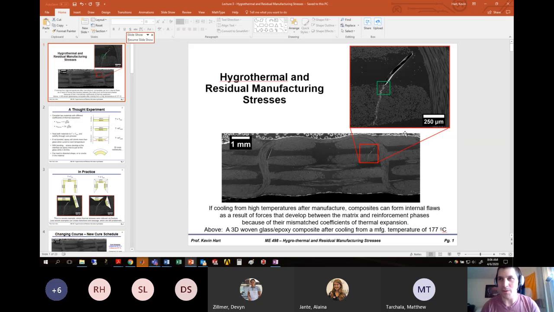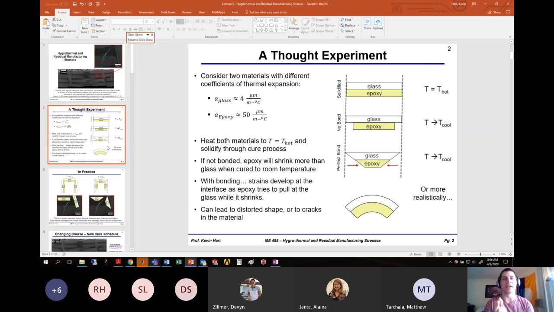Okay, so the first thing that I want to start with is a thought experiment on coefficients of thermal expansion when you have two different materials. And hopefully you've all seen something like this before, but I'll just start here. Let's consider two materials with different coefficients of thermal expansion, like a glass and epoxy composite, a very common composite. We would have the coefficient of thermal expansion for glass being about 4 micrometers per meter degree C, meaning for every 1 degree Celsius that I heat this up, it expands 4 micrometers per meter. So that's a thermal strain.